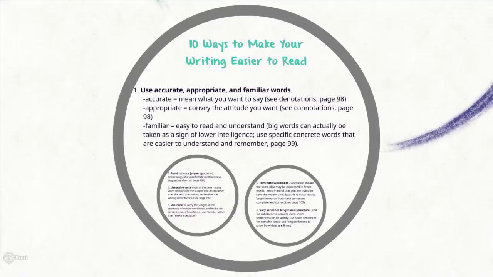Again, you want to make sure your writing is as easy to read and as understandable as possible. So one of the things this chapter tells us that I thought was sort of surprising, you may have been surprised by this, is that big words are often taken as a sign of lower intelligence. So if you're writing a professional document and it's riddled with big words, it almost seems like you're trying to hide something from your reader. That's how it can be construed. So you want to make sure that you're using, again, layman's terms and not relying on big vocabulary necessarily to impress your audience. So you want to use specific, concrete words that are easy to understand and remember.